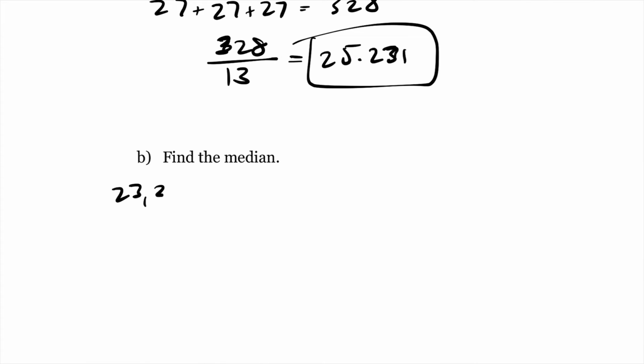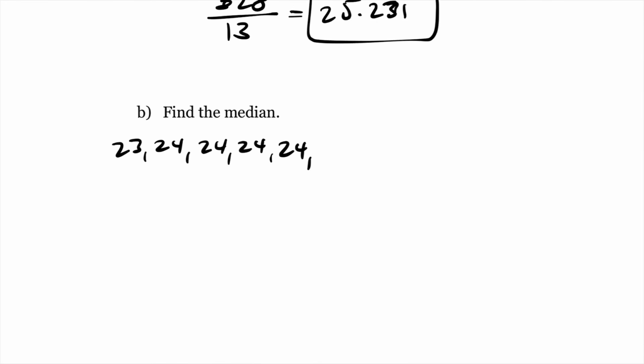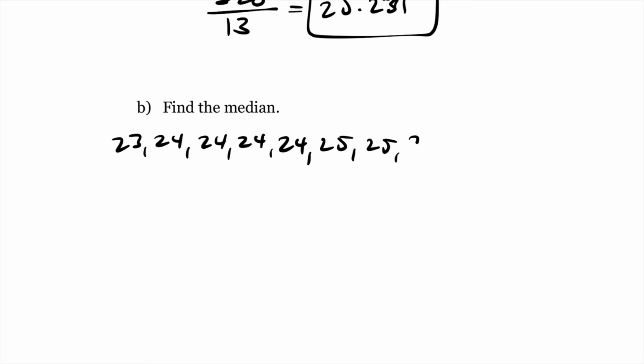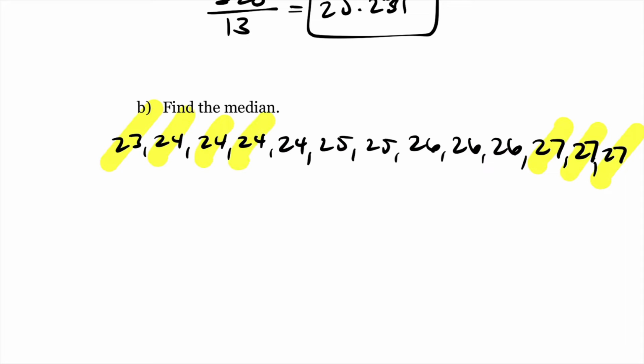23, then 4 24s, 2 25s, 3 26s, and then 3 27s. 1, 2, 3, 4, 5, 6, 7, 8, 9, 10, 11, 12, 13. And then we start crossing out numbers until we get to the middle one or the middle two. In this case, it's just going to be a middle one. And that is the median.